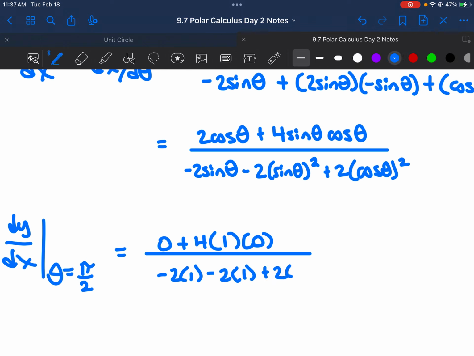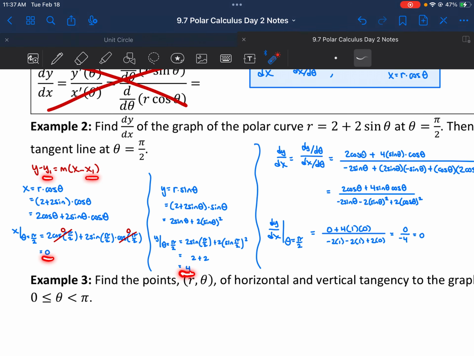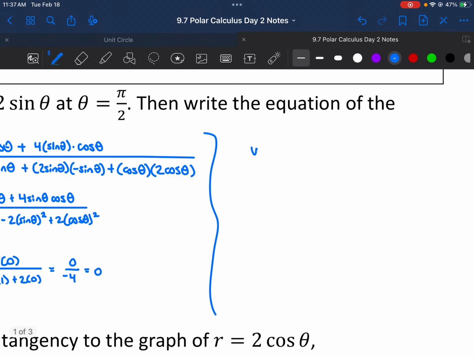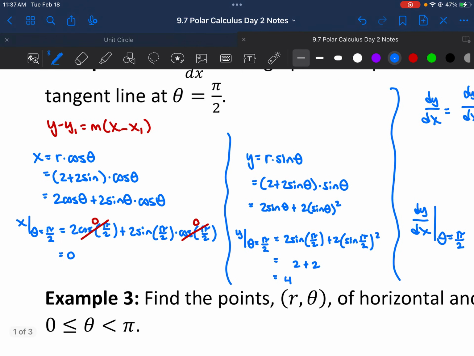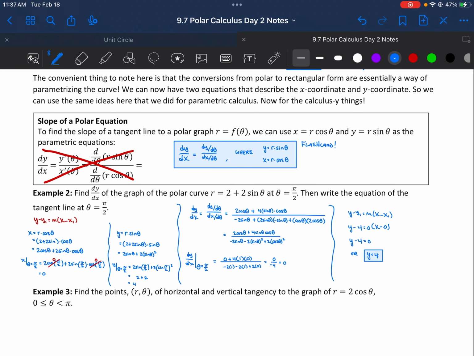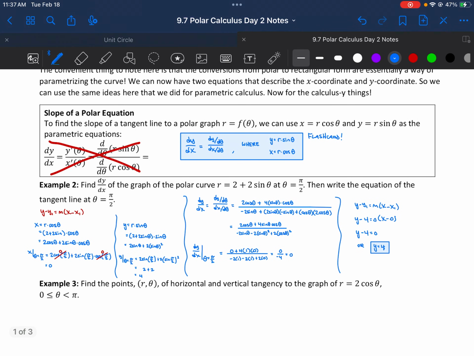Okay, so now we have all the pieces we need to make the tangent line equation. We have our x1, y1, and we have our slope when theta equals pi over 2. So y minus y1 equals m times x minus x1. y1 was 4. Slope is 0. x1 is 0. y minus 4 equals 0, or y equals 4. All right, a lot of work, but that's how you would handle a problem like that.